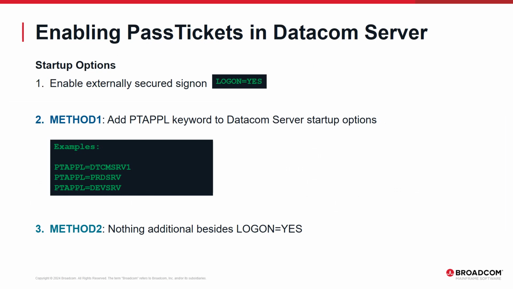So the steps to enable PassTickets in Datacom Server: you must have logon equal yes to enable externally secured sign-on. For method 1, you'll add the PTA-PPL keyword to Datacom Server startup options. For method 2, there isn't anything additional besides the logon parameter.